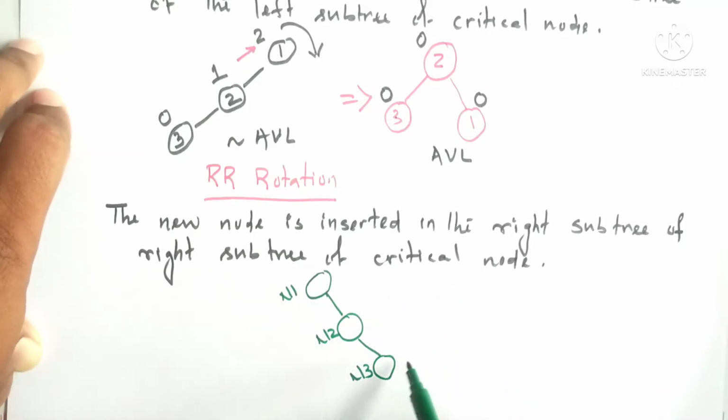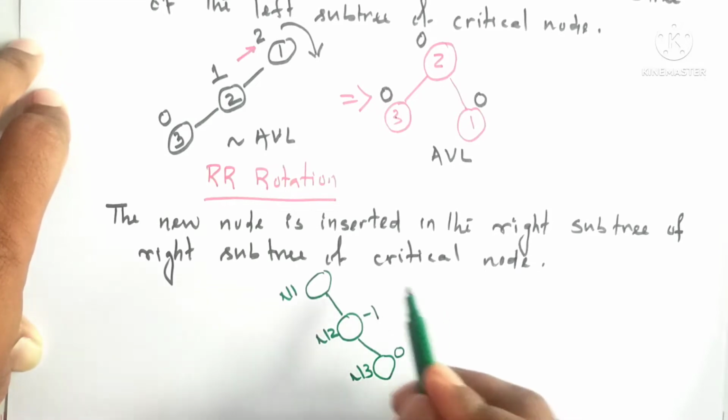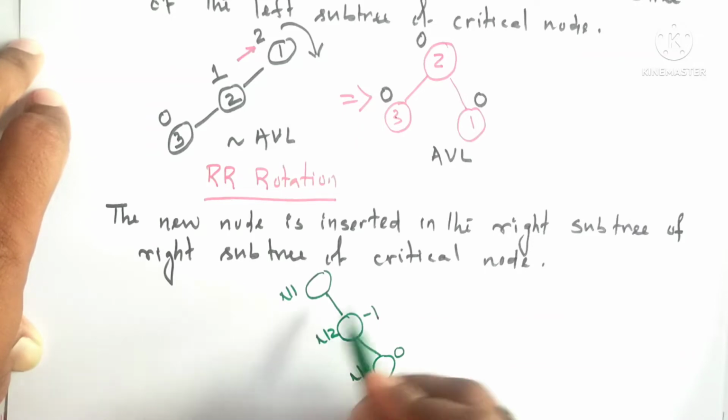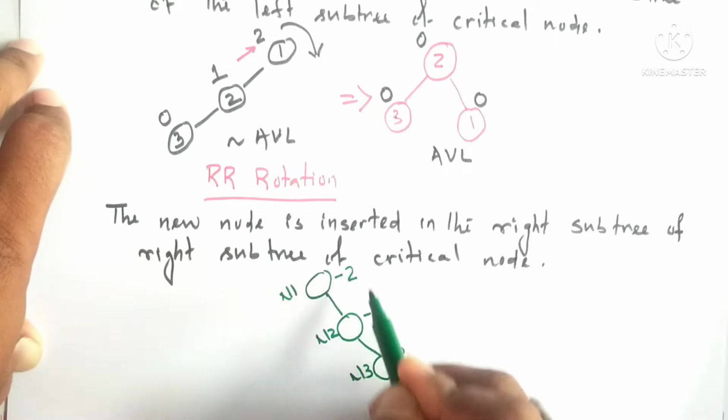What is the balance factor of N3? 0. What is the balance factor of N2? Left subtree is 0, right subtree is 1. So that's 0 minus 1, it is minus 1. And what is the balance factor of N1? There is no left subtree, that's why 0. Right subtree height is 2. So I can write 0 minus 2, that is minus 2.